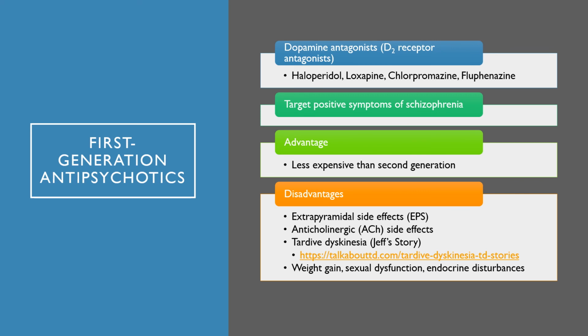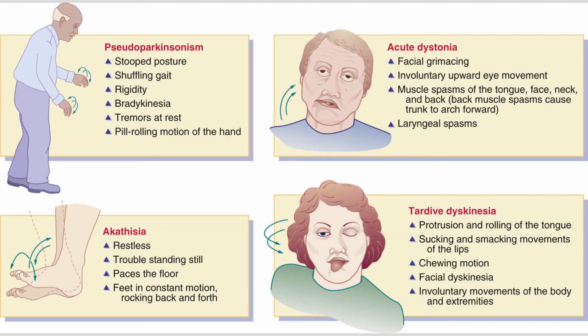And then the second generation, some of the disadvantages, because they block the dopamine receptors, it can cause some extrapyramidal side effects. So when we think about extrapyramidal side effects, we can think about 4 different kinds of disorders here. Parkinsonism, which is temporary symptoms that look like Parkinson's. Tremors, gait impairment, bradykinesia.